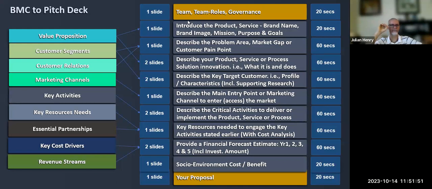It seems like a lot, but it's basically all of the components of your business model canvas coming into play here. Let me stop share for 1 second and then just give you a quick recap.